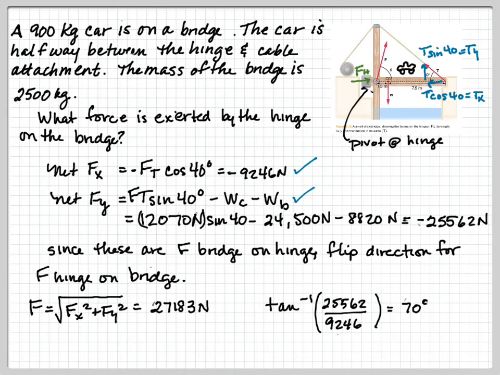We end up with our two forces. Use Pythagorean theorem to get the magnitude of the force on the bridge, which is 27,183 newtons, and then we can find the direction because it is a force, it's a vector, it needs a direction. We use the tangent of the angle to find the direction.